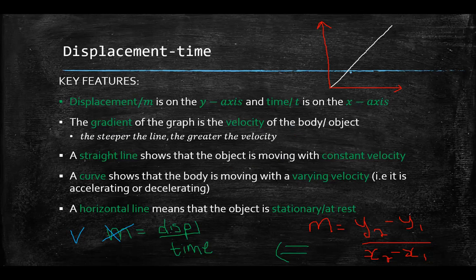So we know from our college geometry that the gradient of a straight line is constant. So the gradient of a straight line is constant. And I said that the gradient is velocity.